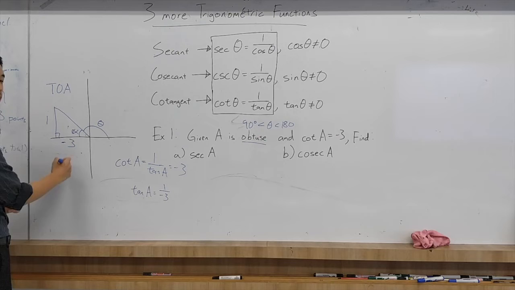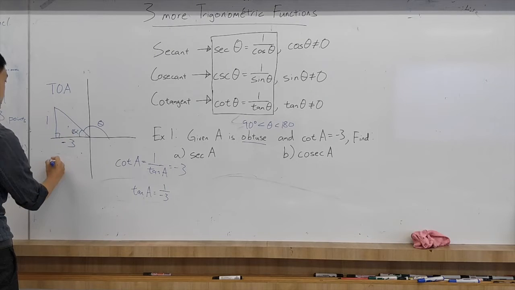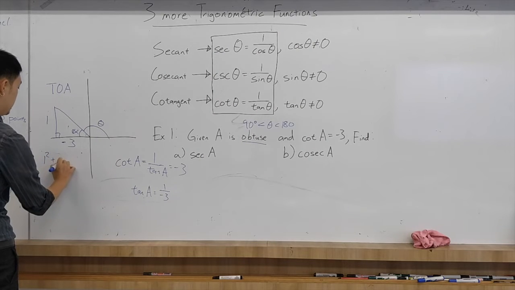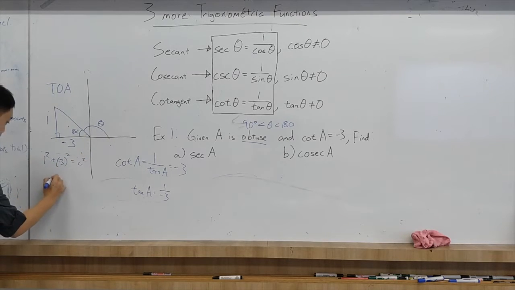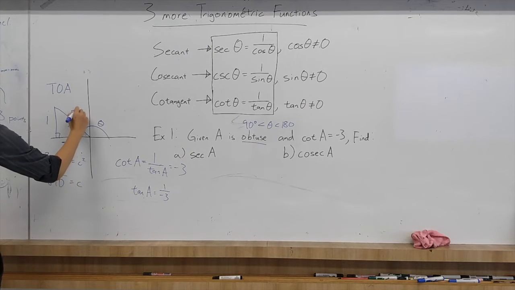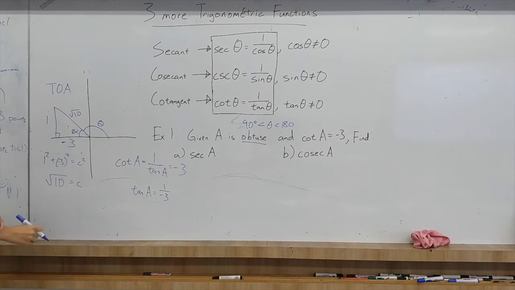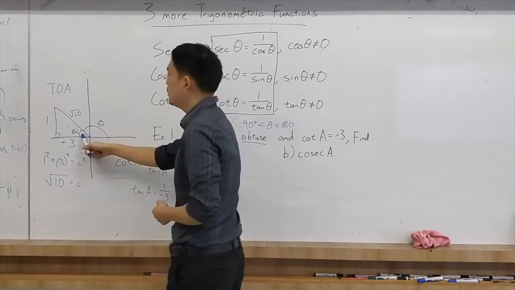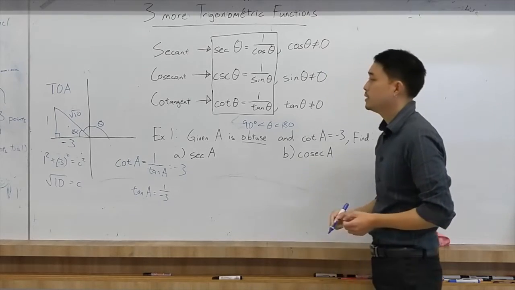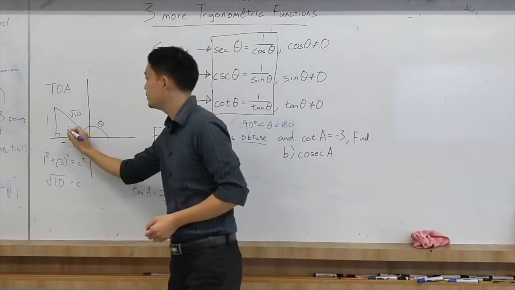So using our Pythagorean theorem, we can figure out what this last side is. That's going to be 1 squared plus -3 squared equals, let's call it c squared. So that's going to be basically square root of 10 equals c. That means this guy over here is root 10. Okay, so now we have our triangle. It should be pretty straightforward to find the secant and the cosecant of angle A, of alpha here.